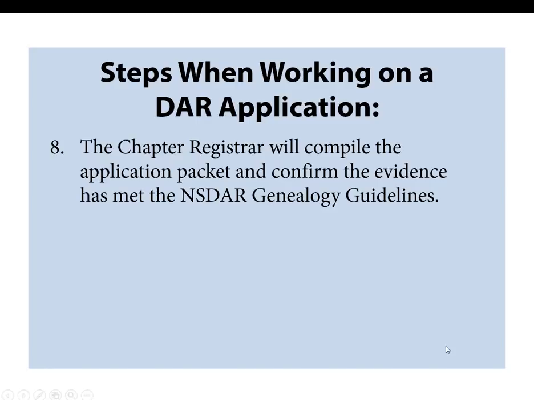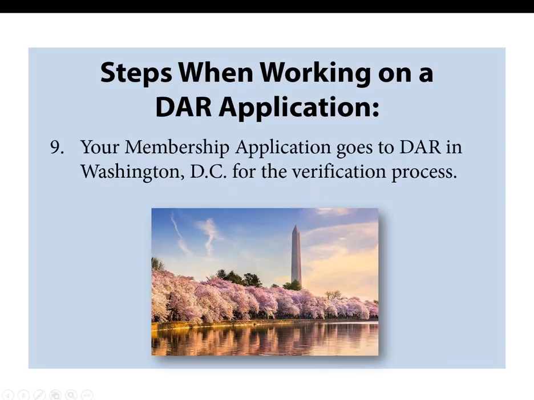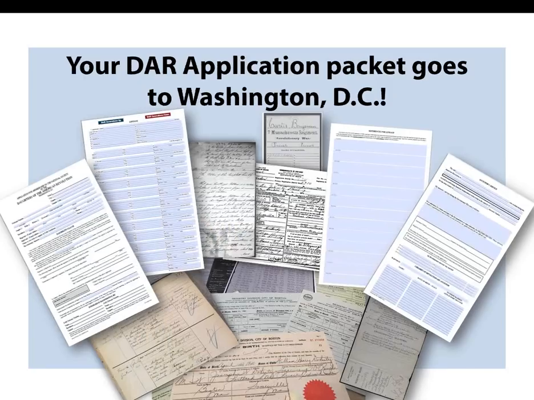Your membership application goes to DAR in Washington, D.C. for the verification process. The chapter registrar will prepare and package your NSDAR membership application packet for submission and will send it to NSDAR. In some cases, this is what your application will look like. And in some cases, there might be more, there might be less of the proof.